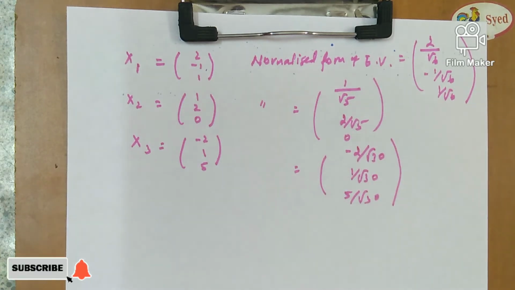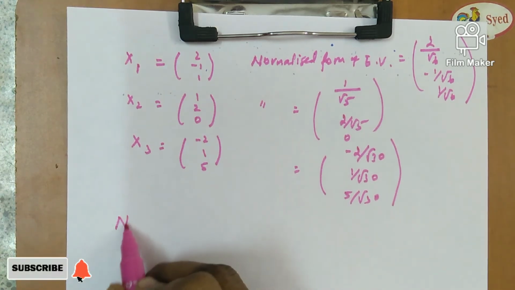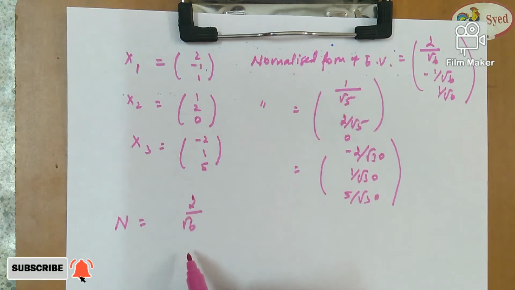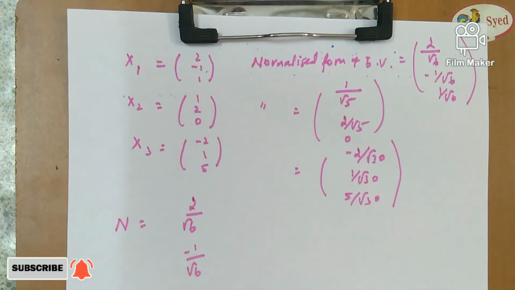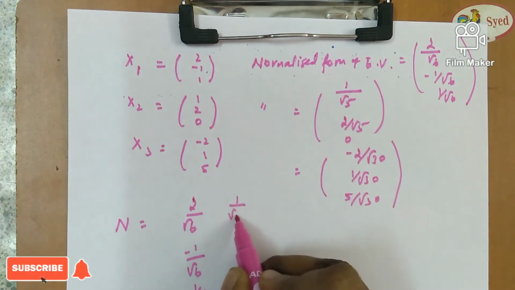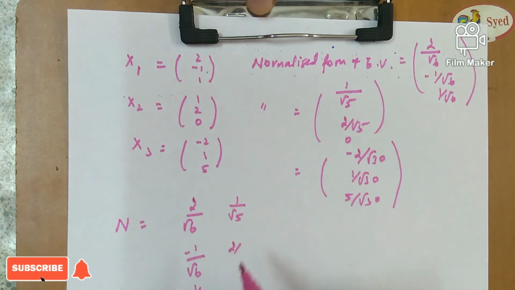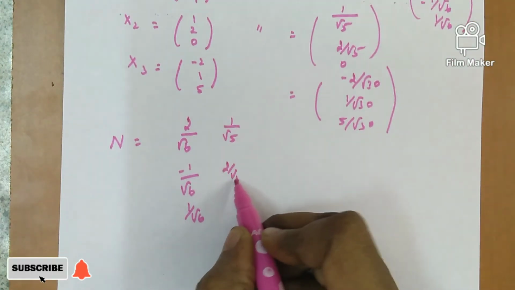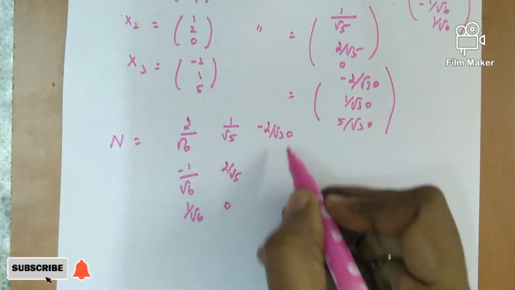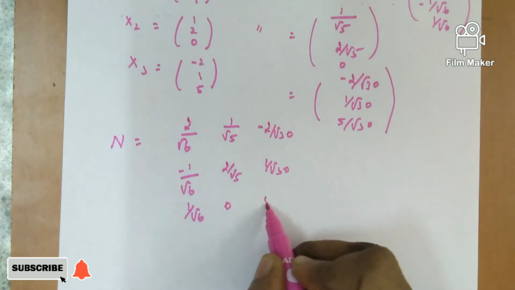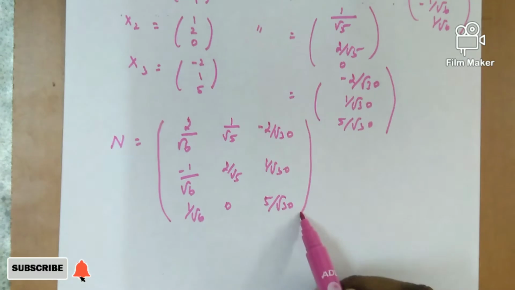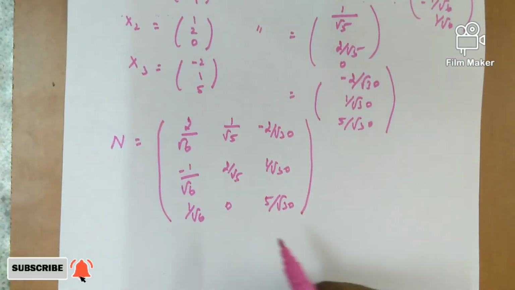We need to form the normalized model matrix capital N, that is nothing but 2 by root 6, minus 1 by root 6, then 1 by root 6. Then the second vector is 1 by root 5, 2 by root 5, 0. Then the last vector is minus 2 by root 30, then 1 by root 30, 5 by root 30. This is your normalized model matrix, and then we have to take the transpose.